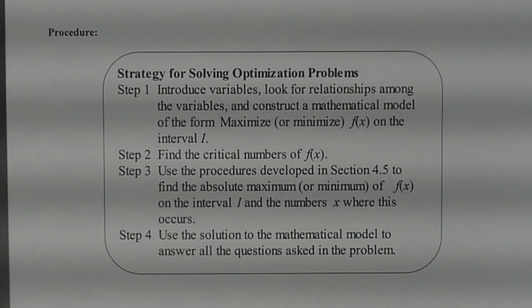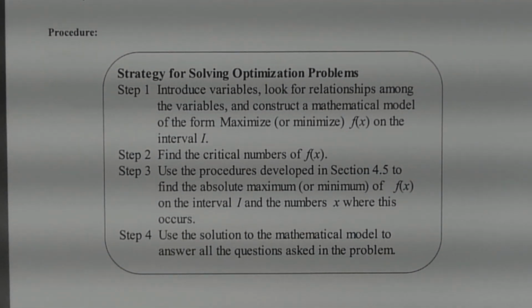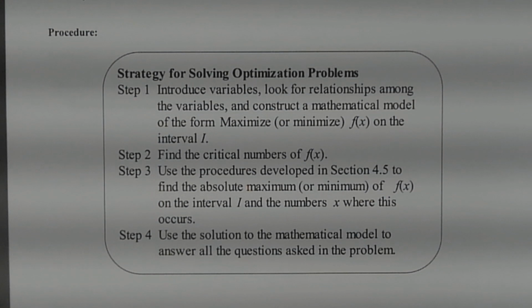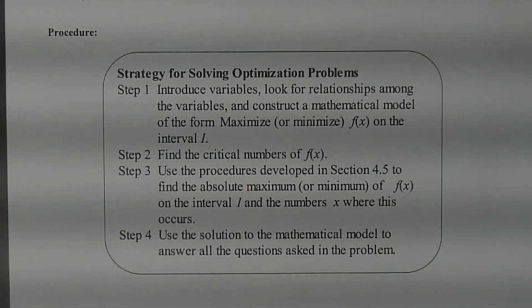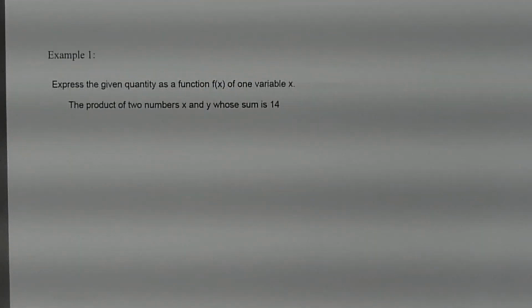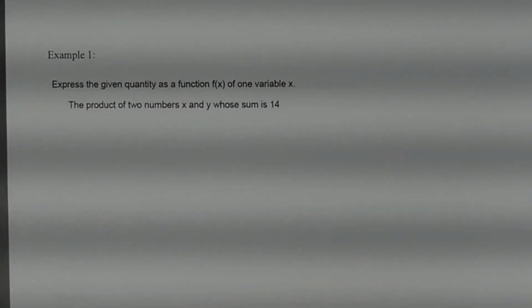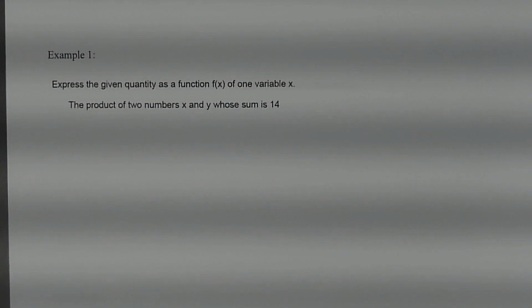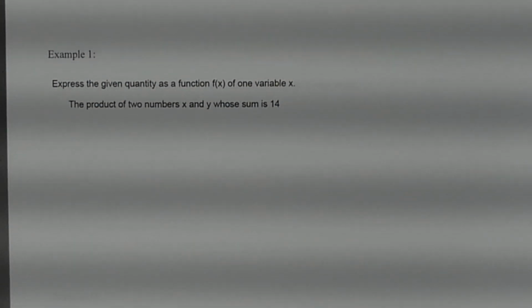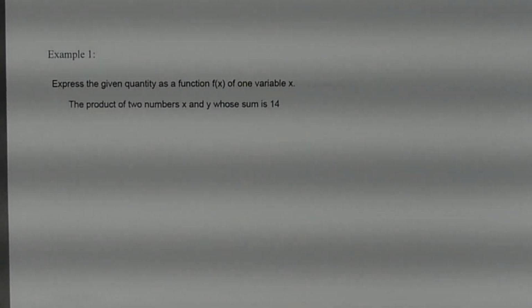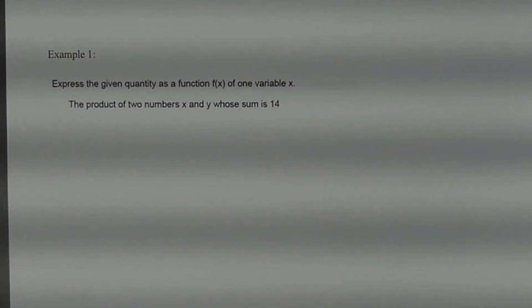All right, so what we're going to be doing today is just looking at some examples that deal with optimization, like this first example. Let's say I want to express the given quantity as a function f of x of one variable x. And here I have the product of two numbers x and y, whose sum is 14.